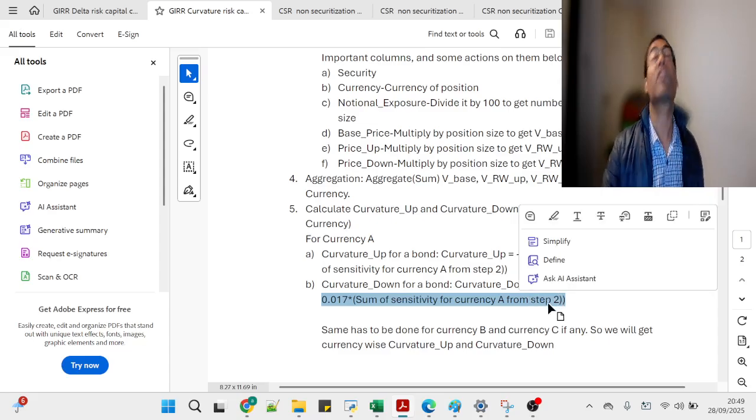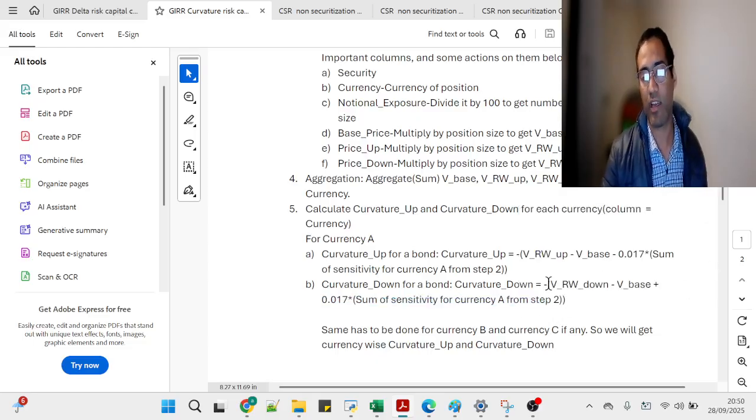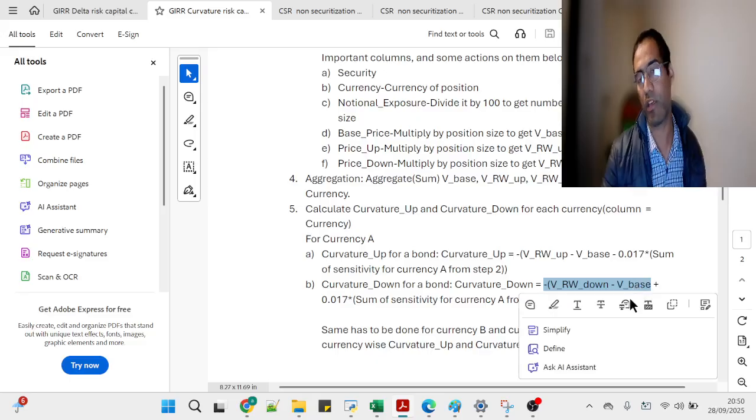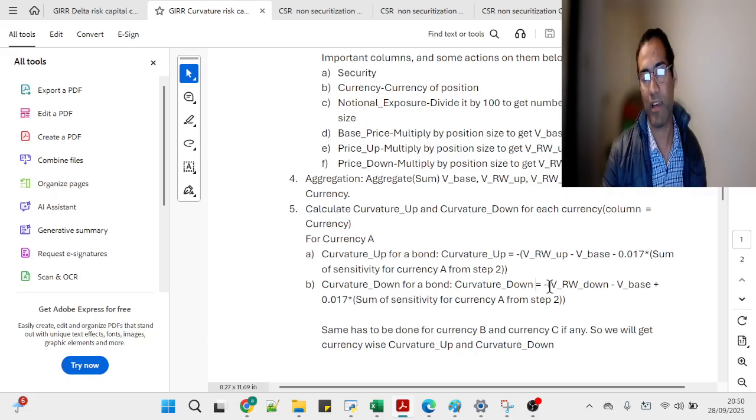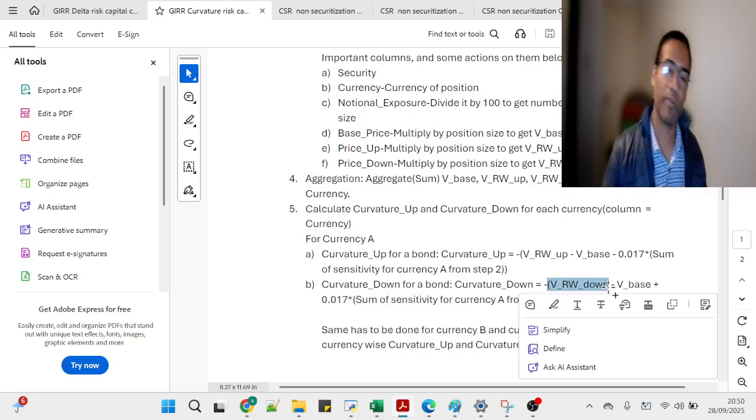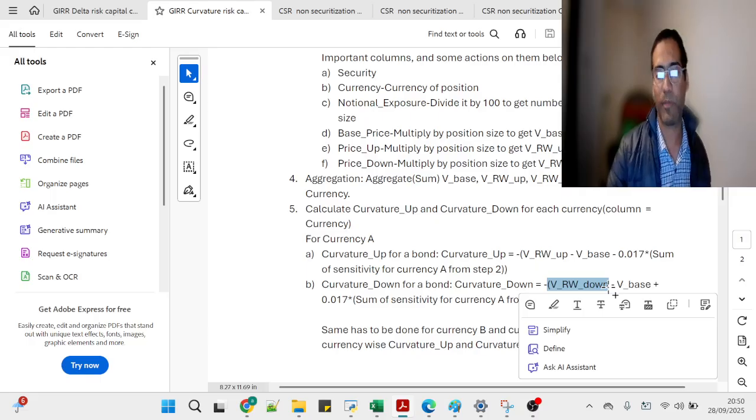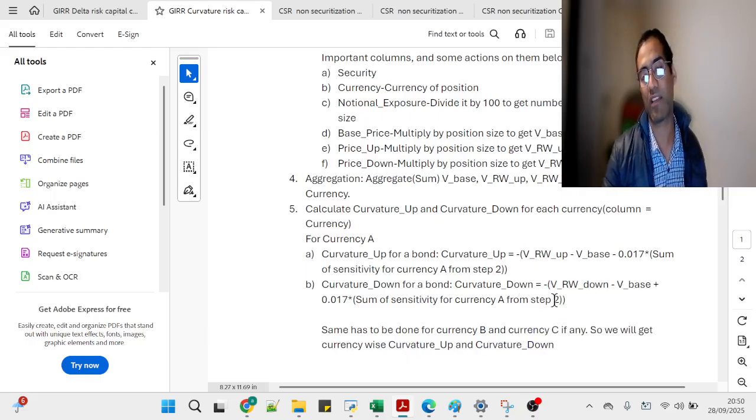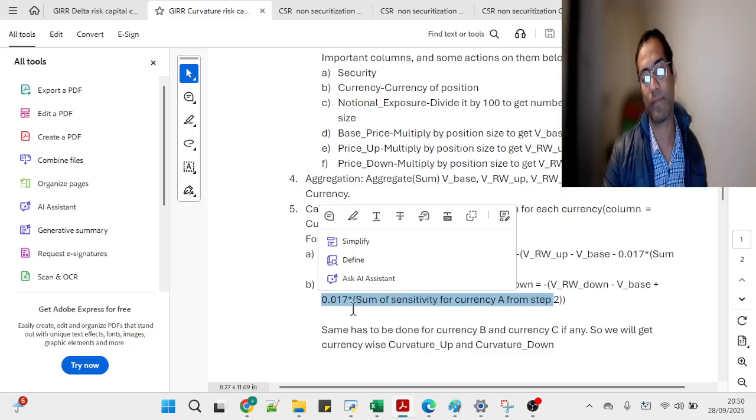Why? Because your total risk is made of two parts: linear risk plus non-linear risk. So this calculation will capture both linear and non-linear risk. That's the problem. V rho up/down minus V base will capture both. But if you want to subtract the linear risk, then you have to do this process.